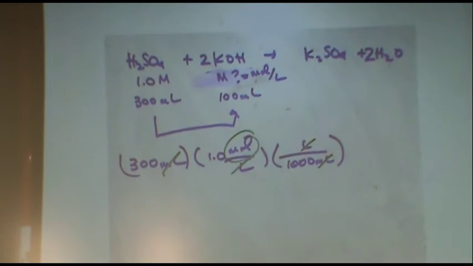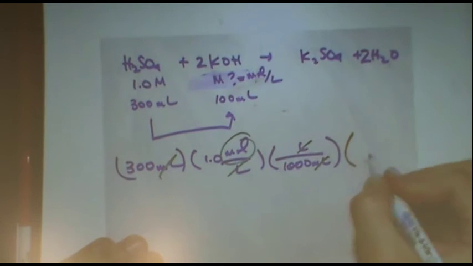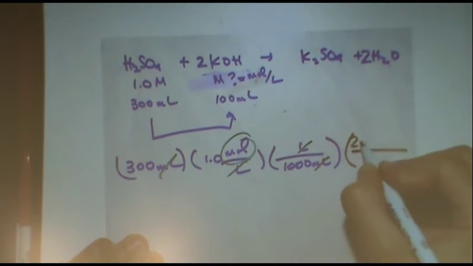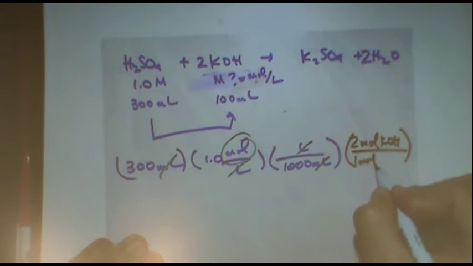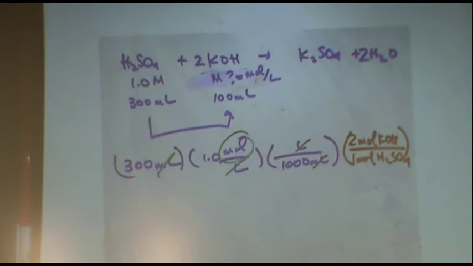What's the second step in stoichiometry? Molar ratio. I'll do that in a different color. Step 2, you're going to go to what you want with a molar ratio. 2 moles of KOH for every 1 mole of H2SO4. Okay? What's step 3? You're going to go to what? The requested unit.